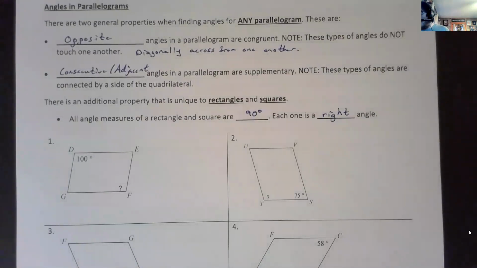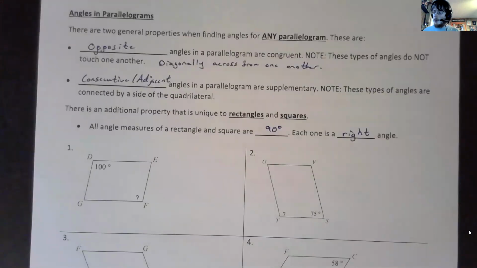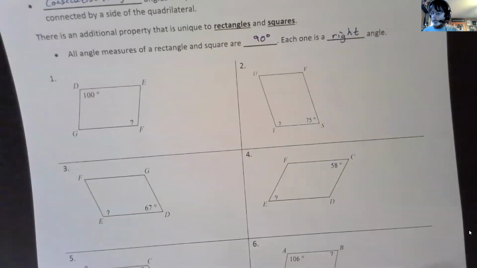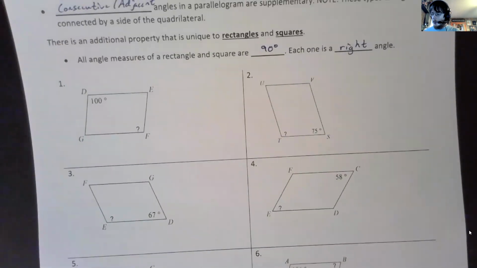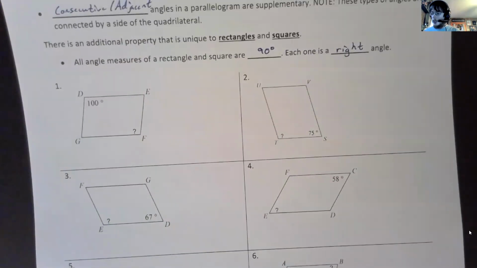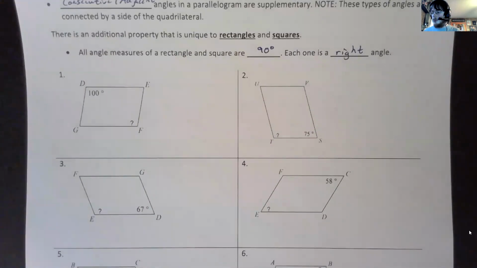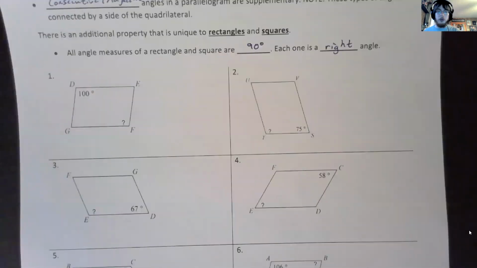So let's look at number 1. We're going to do 1, 3, 5, and 7 together, and then we'll know what we'll do. I will figure it out.